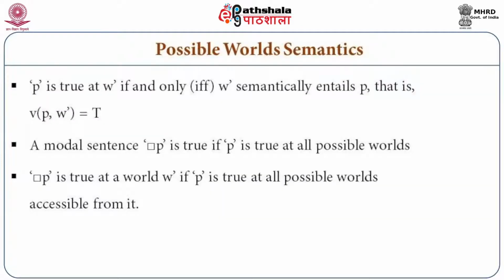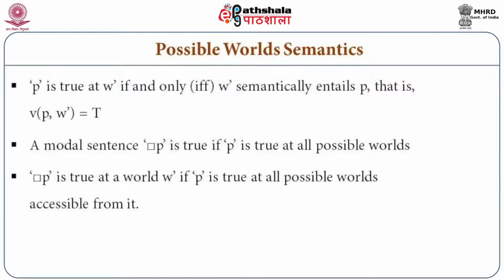So what do we mean when we say P is true in the light of possible world semantics? I will look at the slide for this. When we say P is true, we are saying that P is true with respect to a certain world W prime, if and only if, short form IFF, the world semantically entails P. That is, there is a world which can make the sentence P true. Or symbolically put, there is a valuation such that P given a world W prime is true. That means a sentence is true with respect to a certain world.